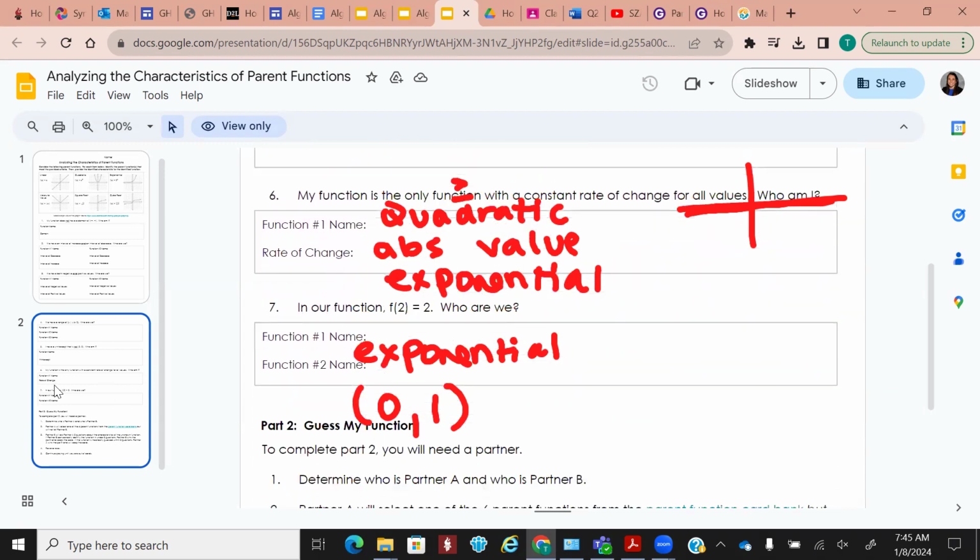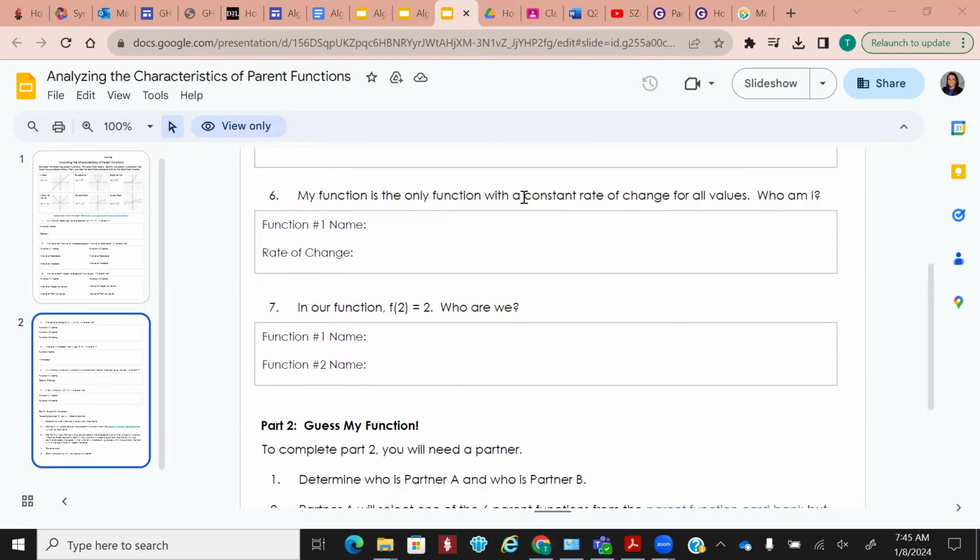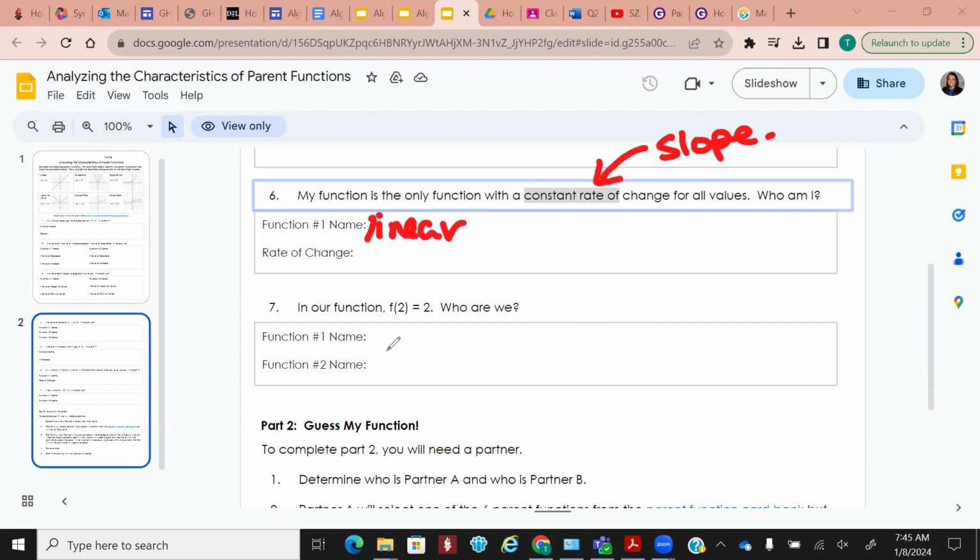All right, 6 and 7 are a little tricky. You actually haven't used this verbiage in a while. The constant rate. Constant rate is the same thing as saying slope. So the only one with a constant rate that doesn't change is a linear function. And the slope of that linear function is 1. The reason why is because we have y equals x. What number is out front in front of that x? A 1.